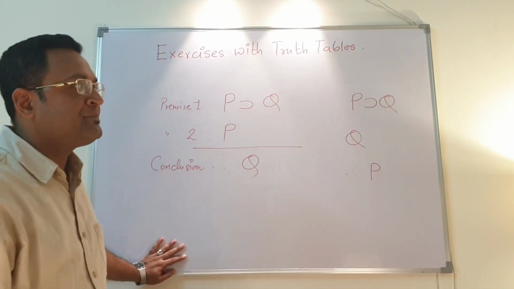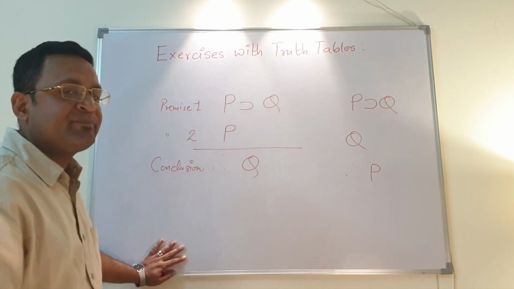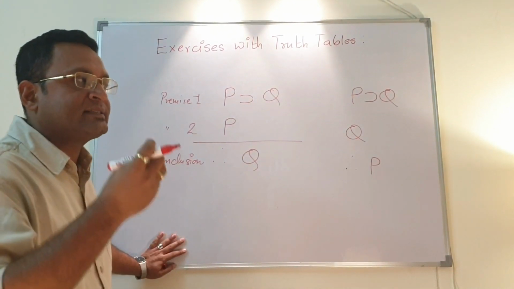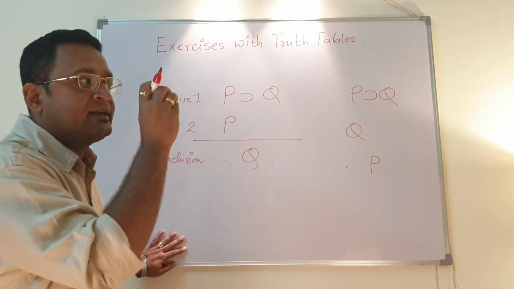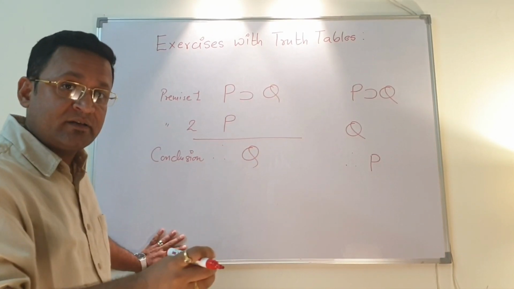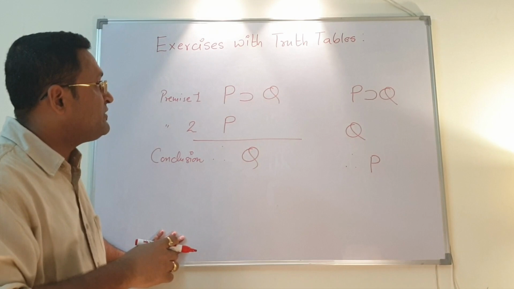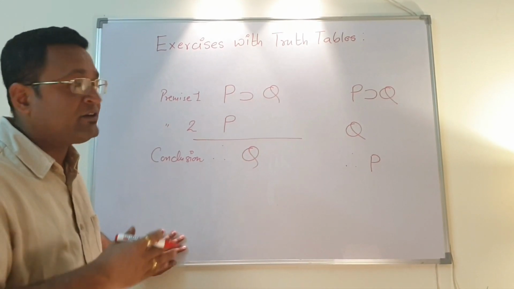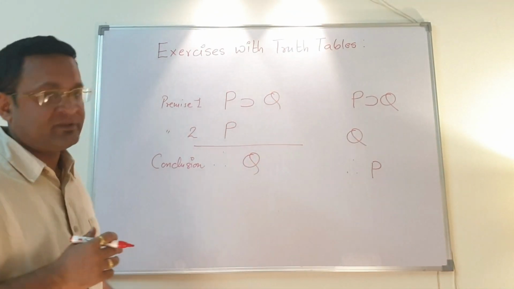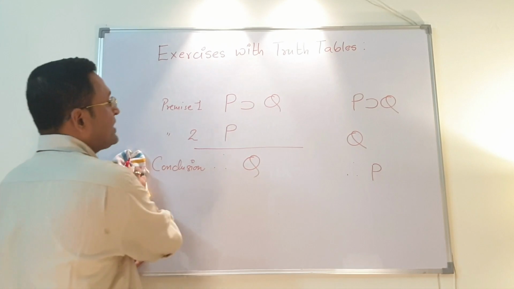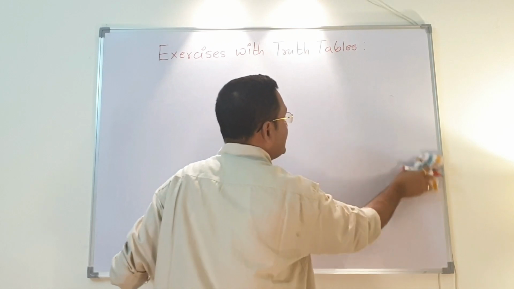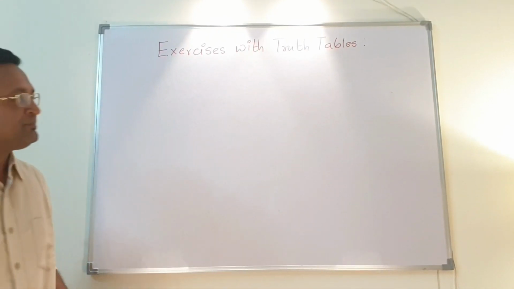So how are we finding the validity or invalidity of these arguments? We can use truth tables to test whether a statement is contingent, a contradiction, or a tautology. Similarly, we can also test with the help of truth tables whether an argument is valid or invalid. So let us start with the first example: how to draw the truth table, and then how to find out whether this argument is valid or invalid.